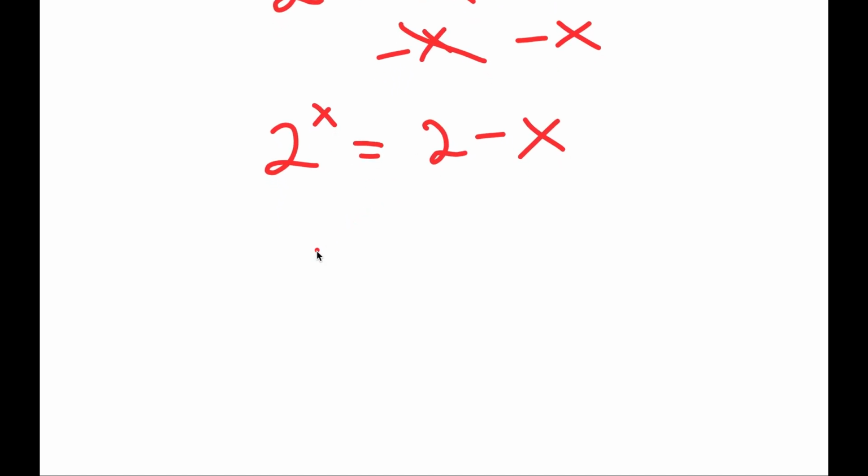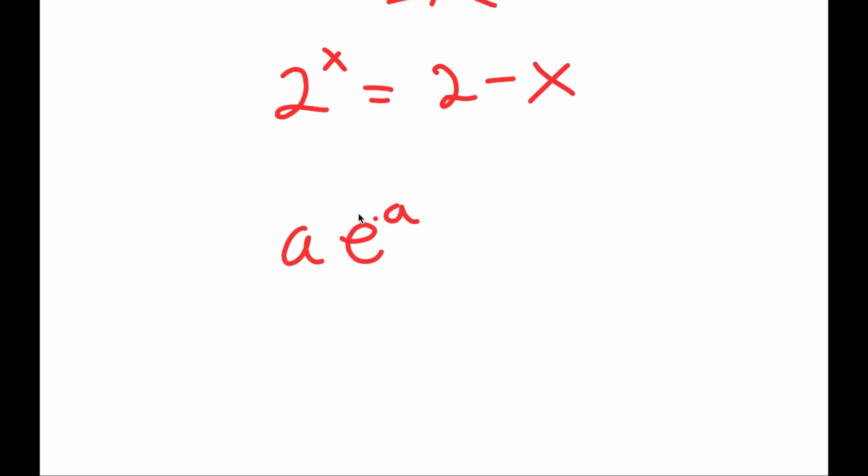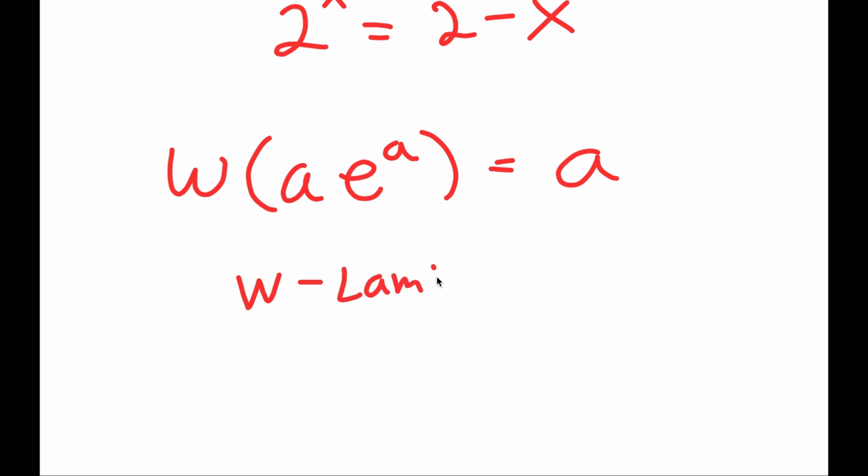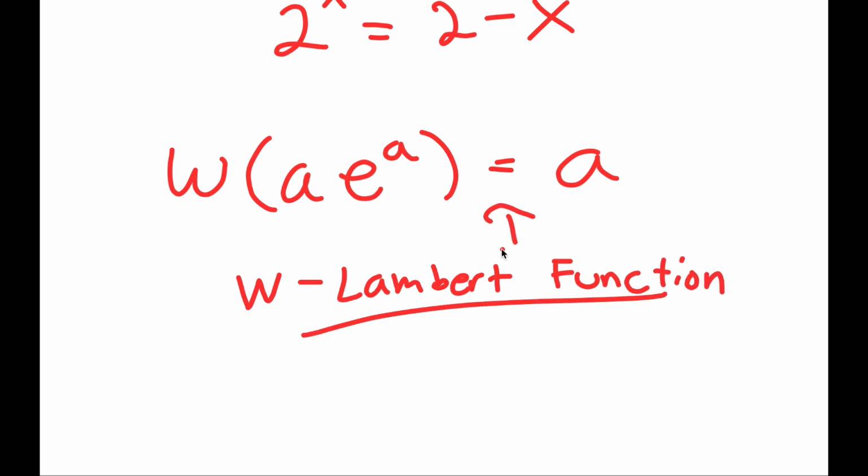Now, let's say I have something in the form a times e to the power of a. What I'm going to be using on this is the Lambert W function. So basically what the Lambert W function states is if I take the W of something in the form a times e to the power of a, this is just equal to a. So this is known as the Lambert W function, and what we're going to be using for solving this equation is the Lambert W function.